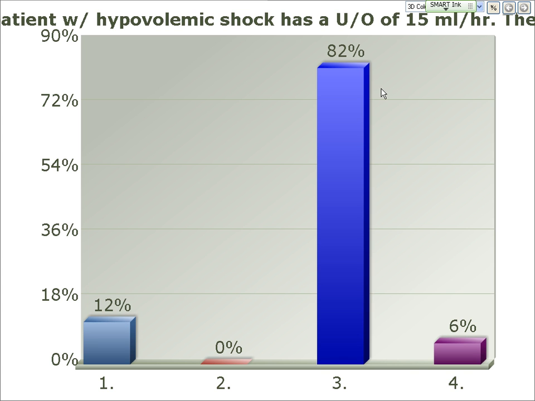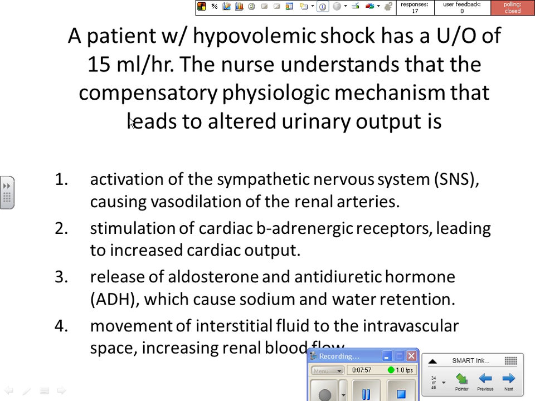So the majority, 82%, said release of aldosterone and ADH. Because that is what they're asking you: what is the compensatory physiologic mechanism leading to the altered urinary output? And that would be the increased secretion of ADH, so the patient retains sodium and water and increases their blood volume and decreases their urinary output.